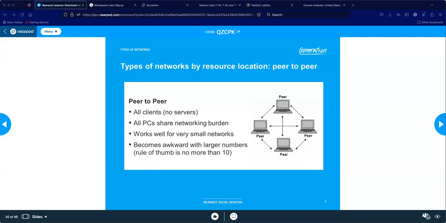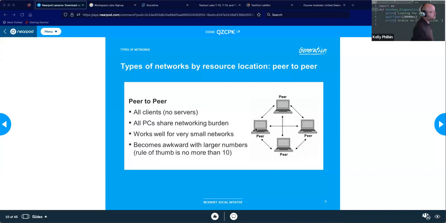All right. Peer-to-peer, like we were just talking about, all clients, no servers. And you all kind of share the network burden. Works well for small networks, very small networks. They say you can have up to 20, but generally above 10, it becomes very hard to manage and your networks become extremely slow.